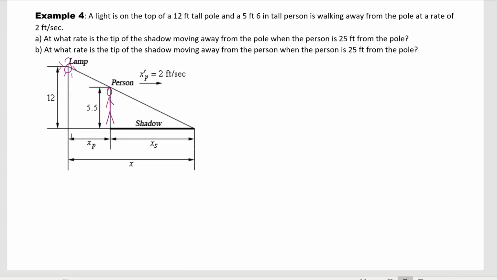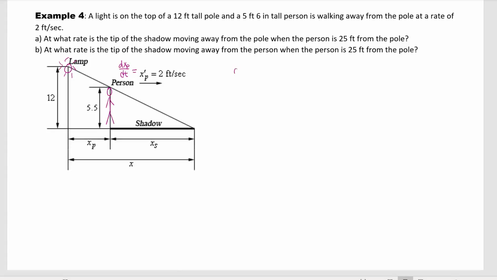Okay, and here you see the variables we're already given, right? xp is the distance from the person to the pole. xs is the length of the shadow. x is the distance from the tip of the shadow to the pole. And we can see xp prime is actually dxp/dt, they're the same thing. So the person is walking away from the pole 2 feet per second. Okay, so here the picture and variables are given.